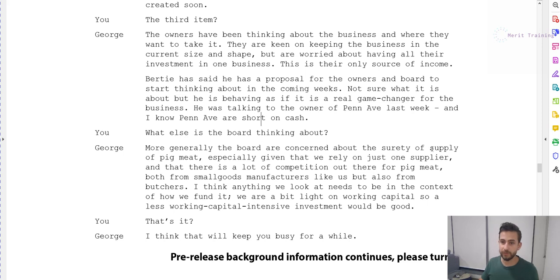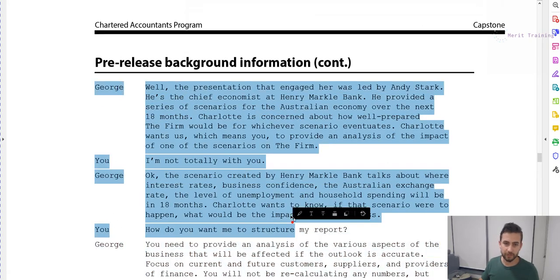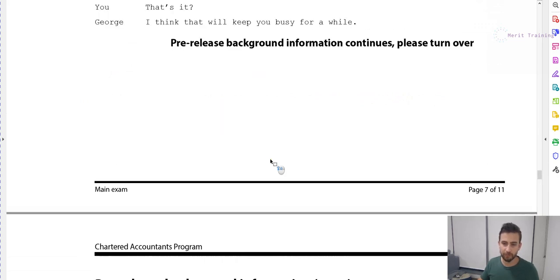More generally, the board are concerned about the surety of supply of pig meat. Yep, that makes sense because it's the sole supplier and there's competition as well. And I think we need to look at it in the context of how we fund it. We're a bit light on working capital, so a less working capital intensive investment could be good. So that potentially could be hinting at, is this going to be one of those questions about funding of the acquisition rather than just the proposal? But again, if we prepare for both questions, we're covered in either situation. And that's it. As you can see, just reading this text conversation basically tells you what the questions are going to be, and you can write your draft essay based on that.